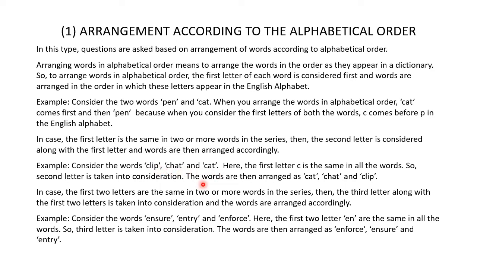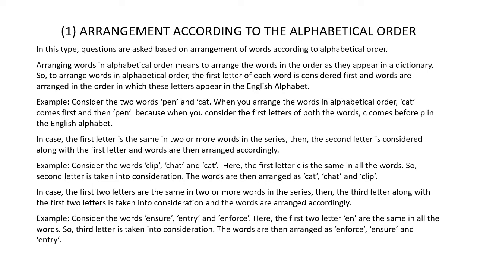When you consider the second letters, you will see that A comes before H and H comes before L in the alphabet. So the words are then arranged as cat, chat and clip, because A comes before H and H comes before L.